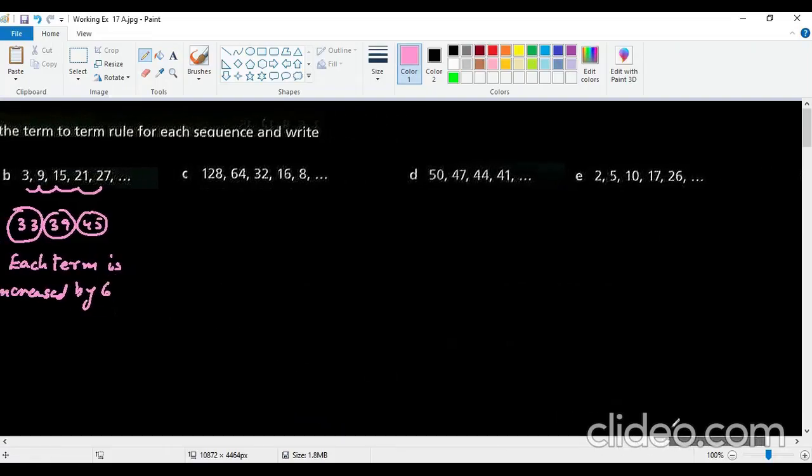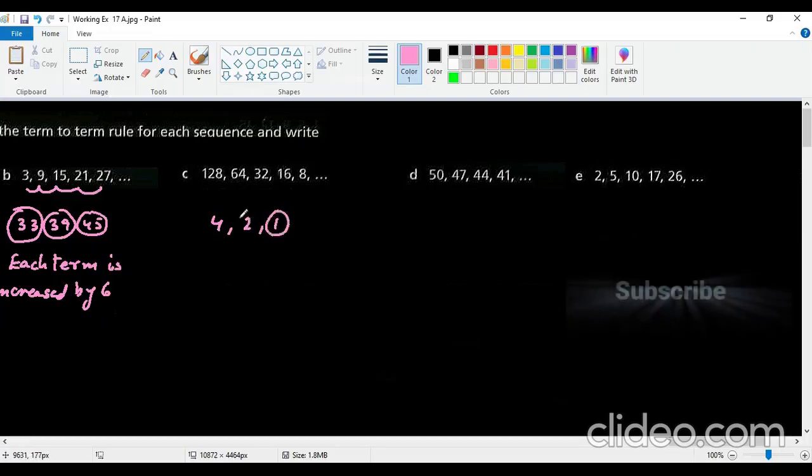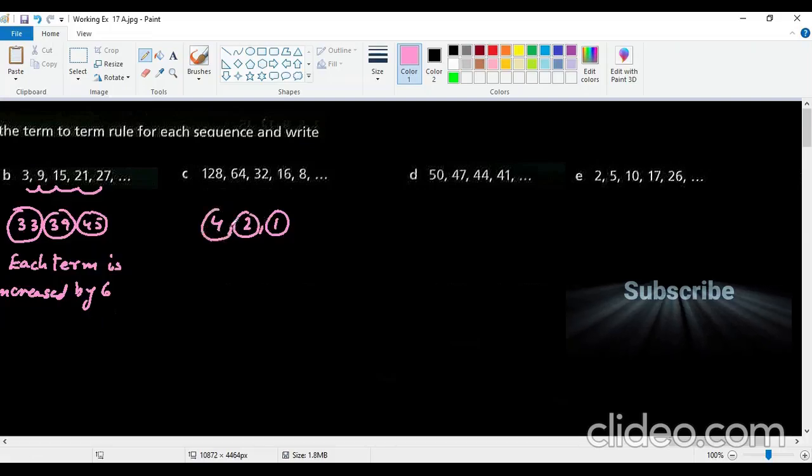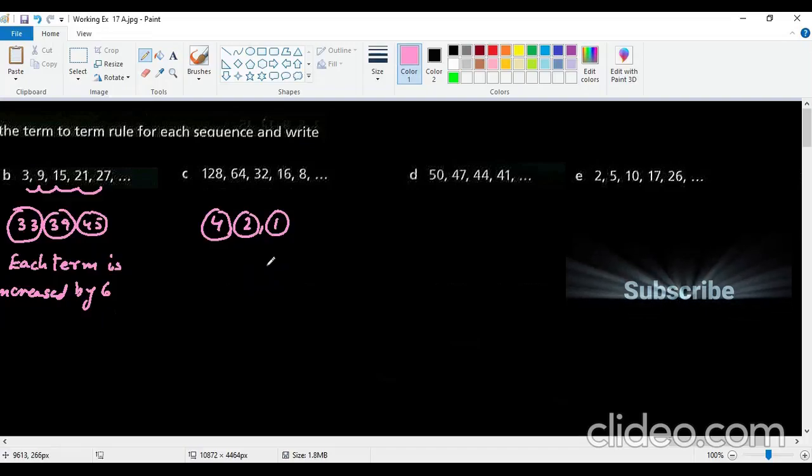Then comes the next one. As you can see, 128 is divided by 2 to get 64, 64 divided by 2 to get 32, 32 divided by 2 is 16, 16 divided by 2 is 8, then comes 4 and 2, and then comes 1. These are going to be the next terms after 8. And the rule you should write is each term is divided by 2 to get the next term.